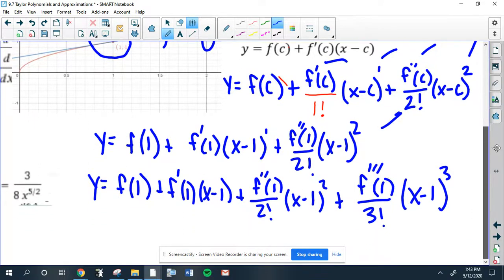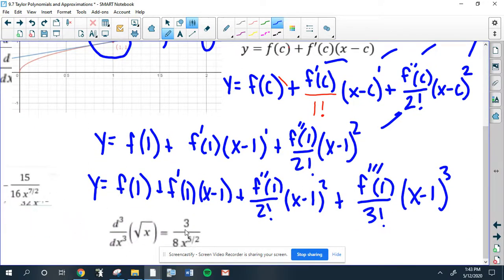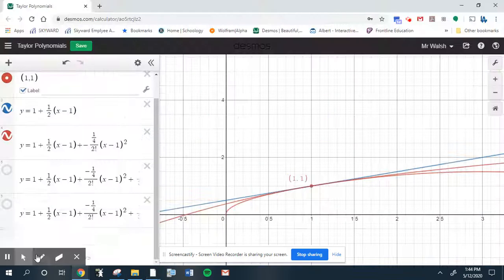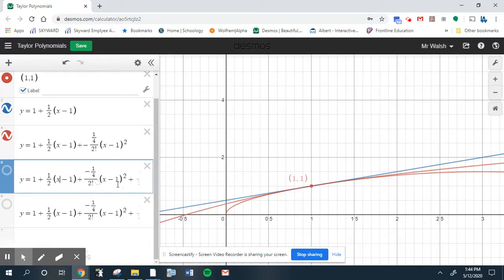So third derivative is this. If you plug 1 in, you'll get 3/8. So this is just going to be 3/8 over 3 factorial. So third, right here, I'm going to scroll over. That was the second degree. I just added this third term in. I'm going to allow that to graph now. I'll get rid of this.